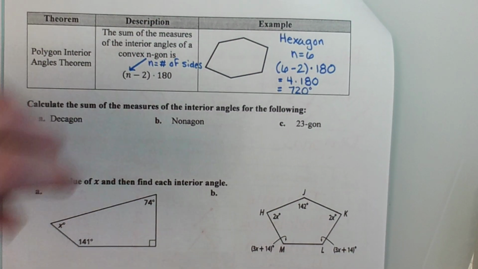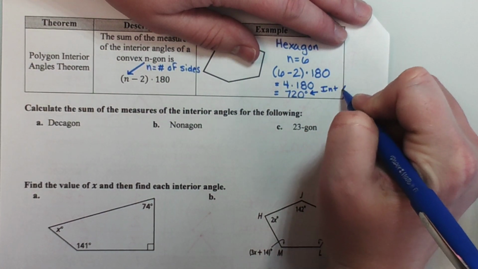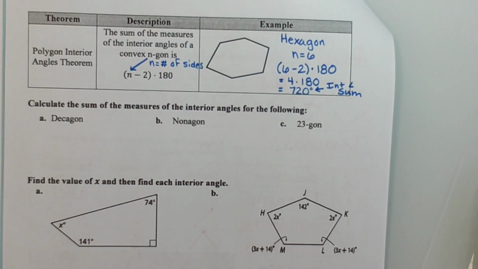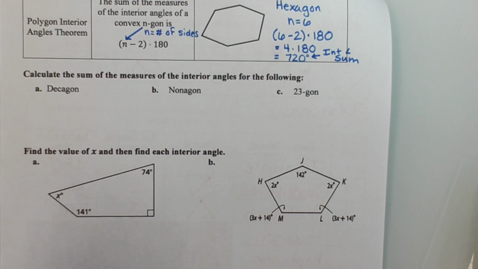Now, note, that is the interior angle sum, meaning that's what the angles add up to. That is not what each individual angle is. There's also nothing guaranteeing that all the angles are the same. Just like in triangles, you can have different angles. One of the things you'll be asked to do is find the sum of the measures of the interior angles for the following shapes. And it'll start with something like a decagon.